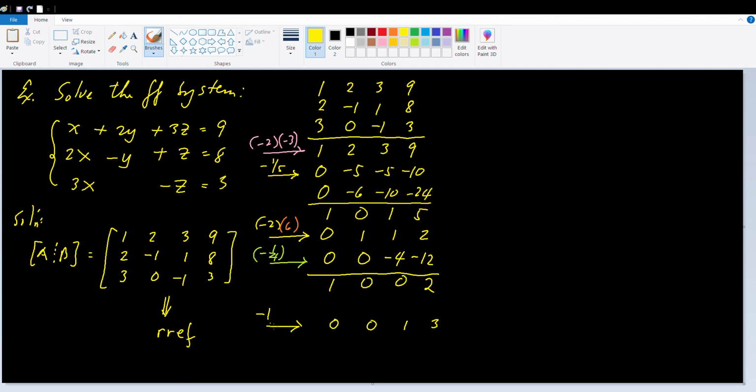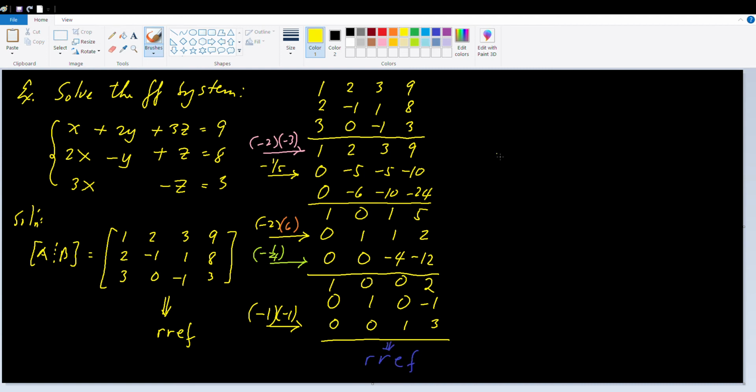We multiply the third row still by negative 1 to make this element 0. So negative 1 times 0 is 0 and 0. Negative 1 times 0 is 0 and 1. Negative 1 times 1 is negative 1 and 1, 0. And finally, negative 1 times 3 is negative 3, plus 2 is negative 1. So this is now in the reduced row echelon form.